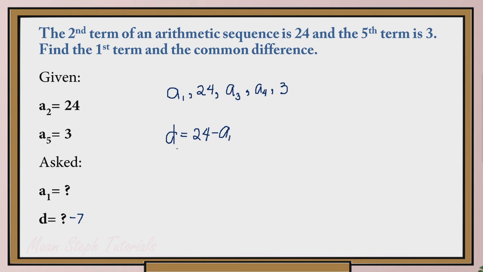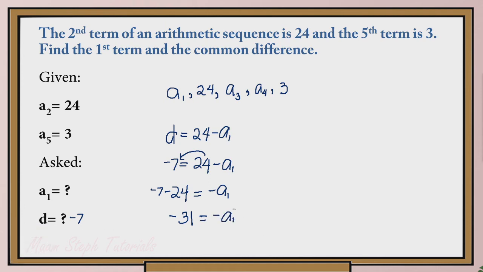And then, yung d natin ay negative 7 equals 24 minus a1. So, to get a1, i-separate lang natin ang 24 sa a1 natin, a sub 1. So, we will transpose, kaya magiging negative 7 minus 24, that is equal to negative a sub 1. Now, negative 7 minus 24, that is negative 31, equals negative a1.